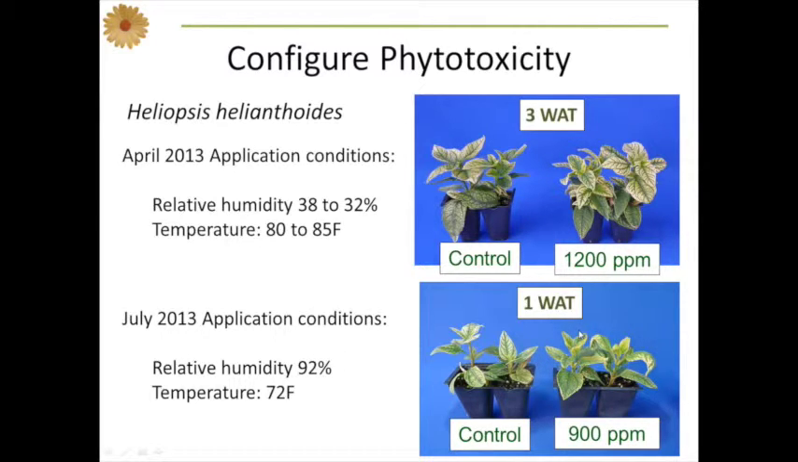We came back in July to do subsequent trials based on our rate trial, and I really was not willing to do 1,200 parts per million, but we did drop it down to 900. But look at our application conditions. 92% humidity, 72 degrees early in the morning before the greenhouse gets opened up. And we had very long drying times. We had severe phyto on these plants. And it had to do with the amount of active ingredient that was absorbed on those plants during that period of time.